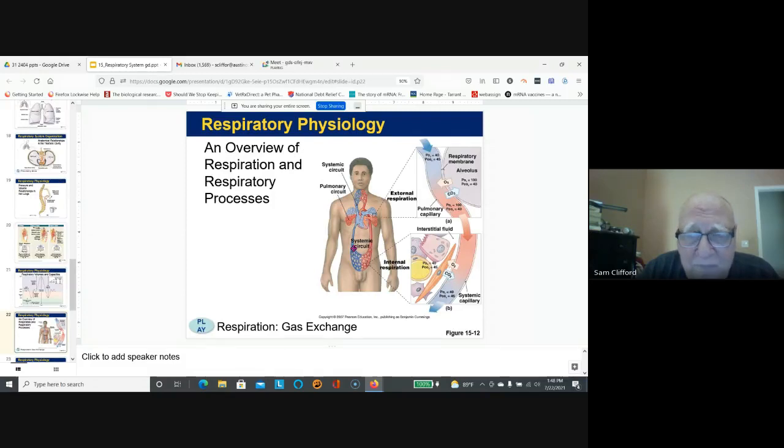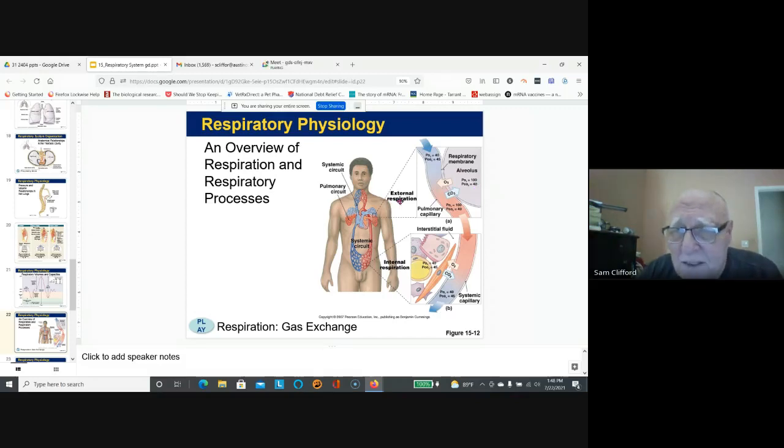Okay, so the whole purpose of the lungs is to bring in oxygen and to get rid of CO2. So there's a very, very thin line between the blood vessels and the alveoli. Notice the pressures. Oxygen pressure is at 100 and CO2 is around 40.